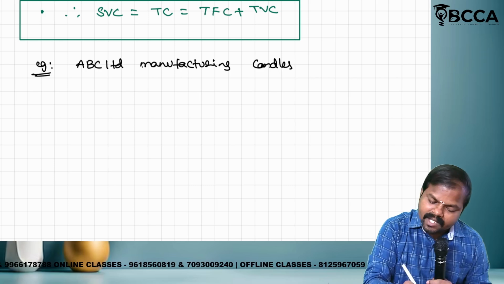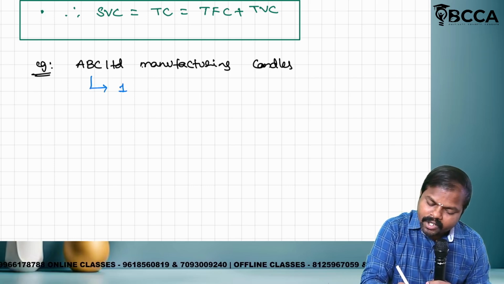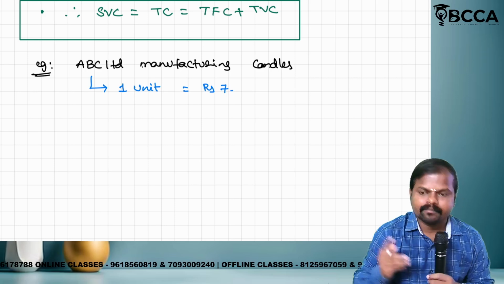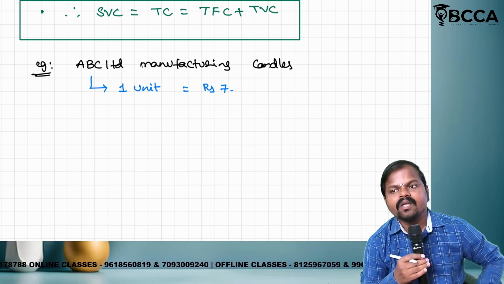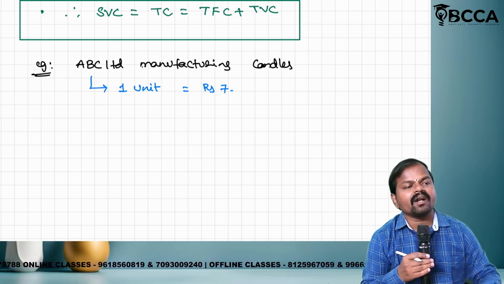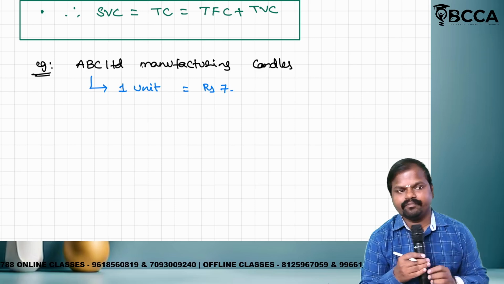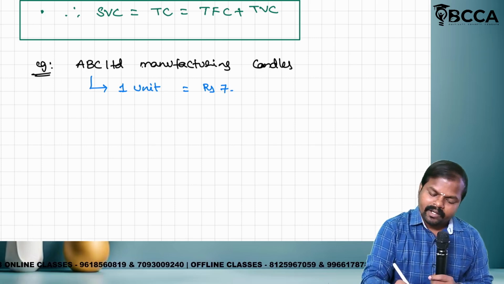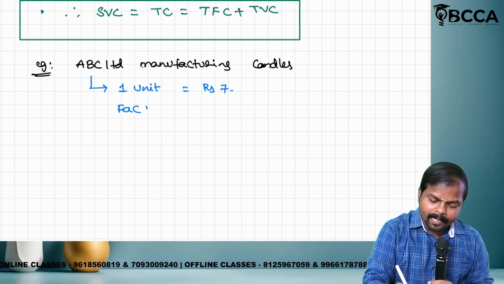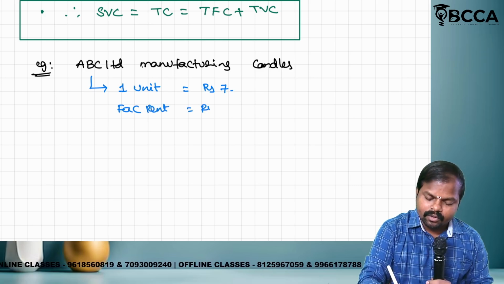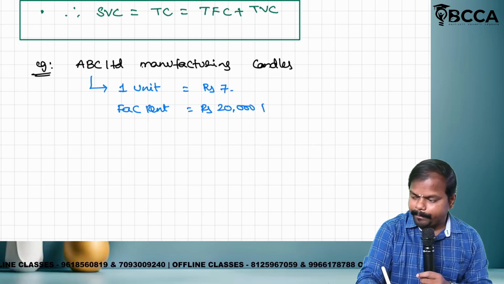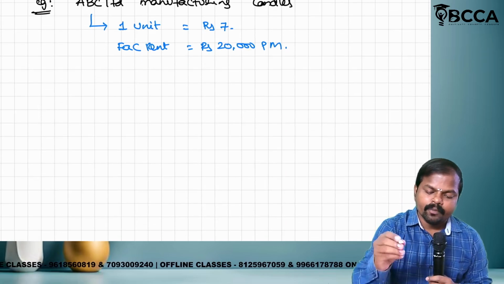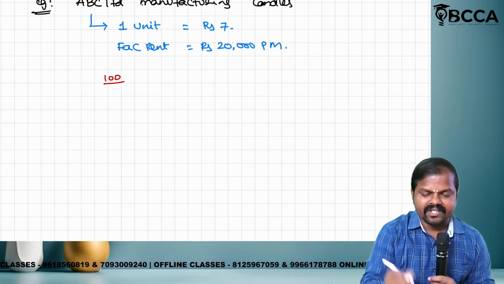Candle. See, in the view of the company, 1 unit of candle requires rupees 7. How much money is required? 7 rupees required for manufacturing of 1 unit, 1 candle. If I want to manufacture 1 candle, what is my total cost? 7. Next, factory rent is 20,000 per month. What is my factory rent? 20,000.